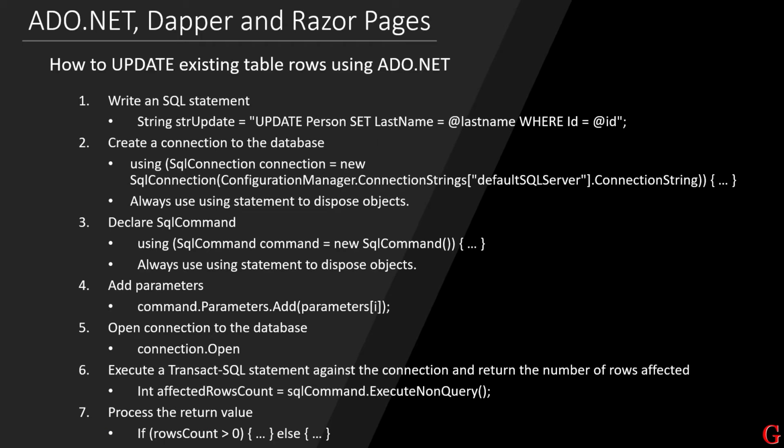Here we can see the steps that we need when we update data in a database using ADO.NET. First we write an SQL statement. Always use parameterized SQL commands and queries to avoid SQL injections. Next, we create a connection to the database and create an instance of an SQL command class.